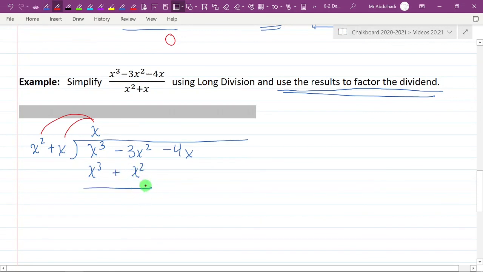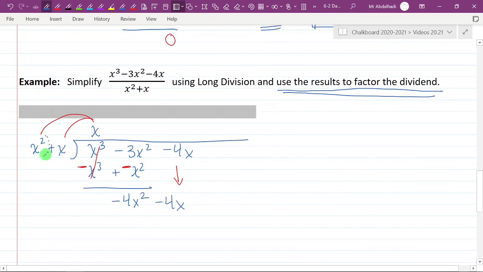Now subtract. Well, subtract means flip the sign. This becomes a negative, and this becomes a negative, and add once you flip the signs. Well, this minus this is going to cancel out. And these are both negative now, so this is going to be negative 4x squared. Now bring down the next term.